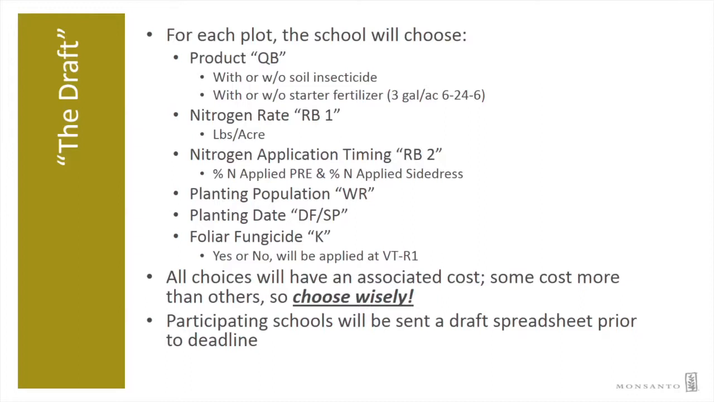Your running back 2 is going to be, do you want to do that all pre-plant incorporated, or do you want to split that into a side dress application or not? Your next main decision will be your planting population, then your planting date, and are you going to choose a foliar fungicide as your kicker or not at the VT R1 time frame. So that kind of runs through the fantasy farming program in general, in a pretty speedy fashion.